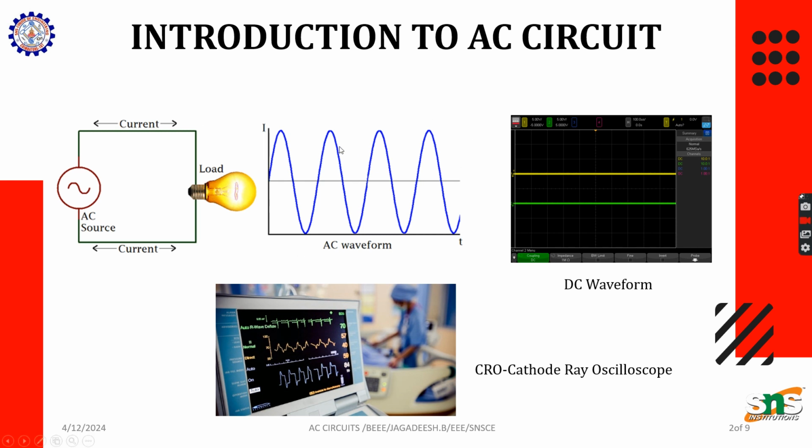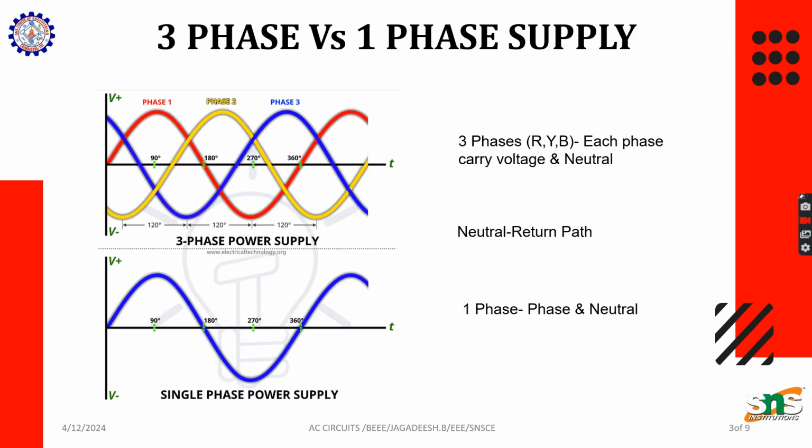Okay. So here two graphs are shown for differentiating the DC and AC waveform. This is an AC waveform and this is a DC waveform. These two are measured with the help of a cathode ray oscilloscope, where we measure the signals, and an automatic plot of the graph will be displayed in the cathode ray oscilloscope. The oscilloscope will measure the quantities of AC, and they will be shown over here. So this is a simple introduction to AC circuit.